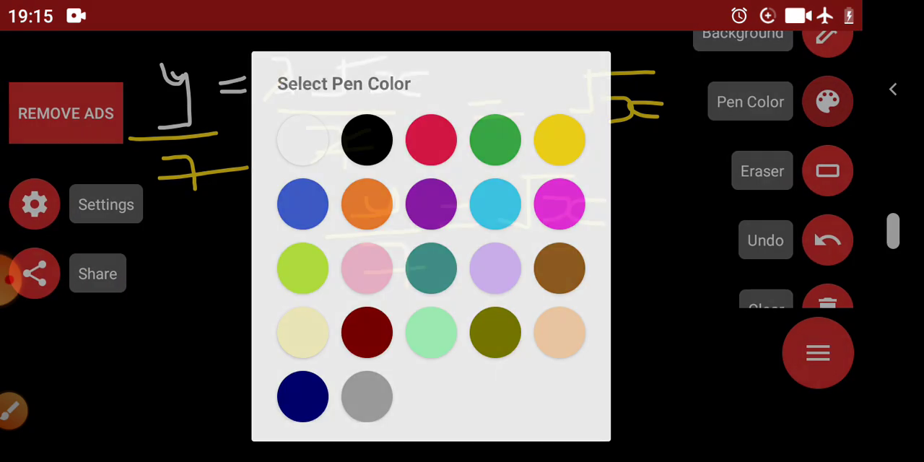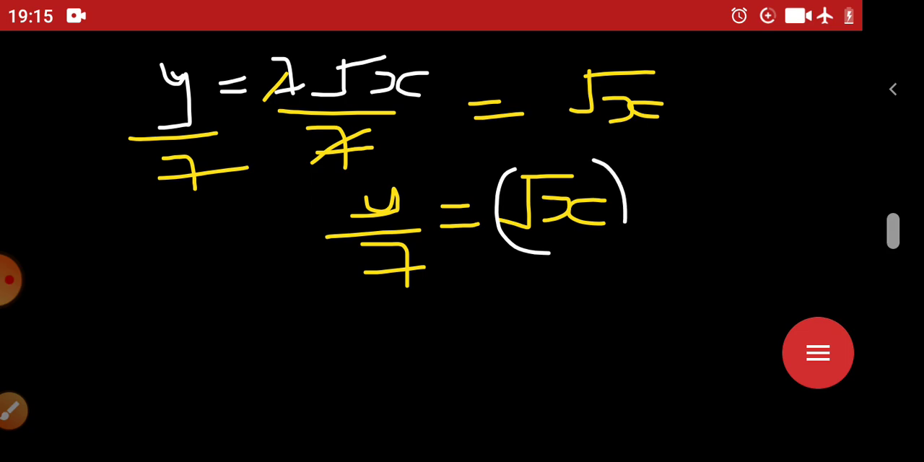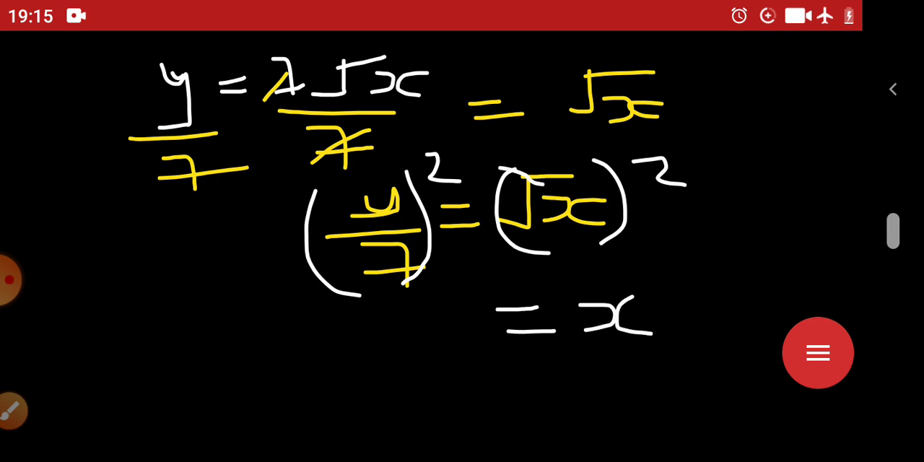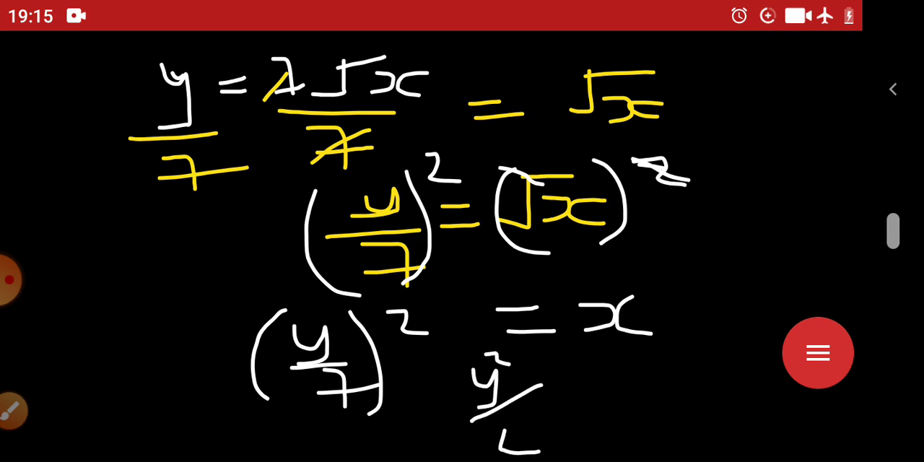Now since we have y over 7 equal to the square root of x, the opposite of taking a square root is squaring. So we need to square both sides, so put this in brackets and square. Here you will have x, and on this side you will have y over 7 squared. When you simplify that, this is simply y squared over 49 is equal to x. So this is in the simplest form. If they required you to leave your answer in the simplest form, do so, but if they didn't, you can leave it in this form.